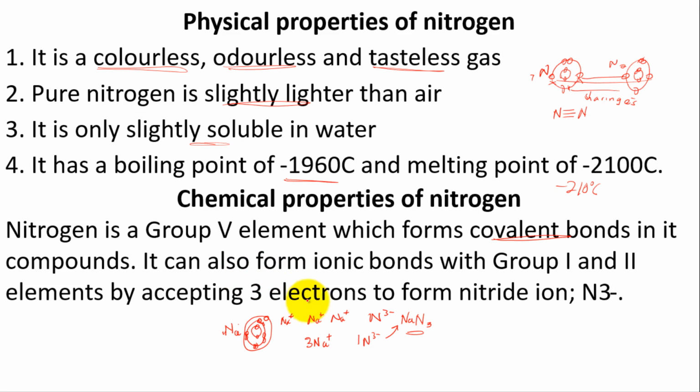By accepting 3 electrons, therefore it has accepted how many electrons? 3, which is 1, 2, 3, to form what we call an ionic bond. Why is it an ionic bond? Because it's transferring electrons to nitrogen. Automatically, it means nitrogen can form covalent bonds, and it can equally form ionic bonds with group 1 and group 2 elements.